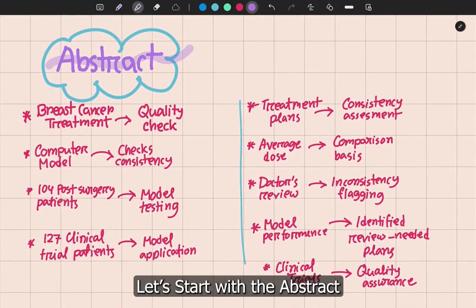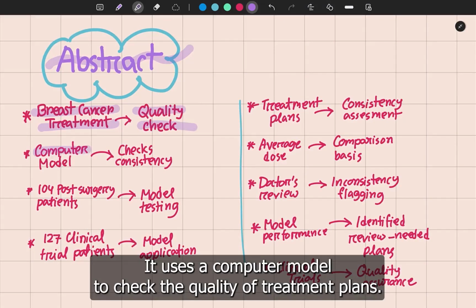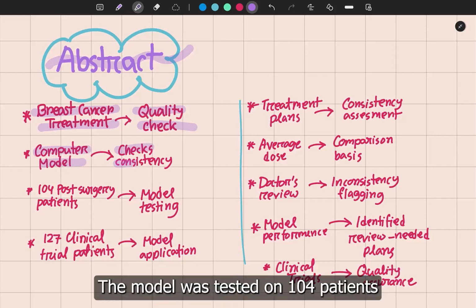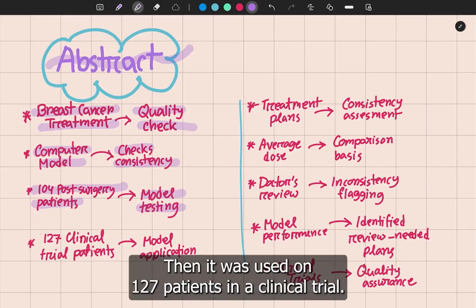Let's start with the abstract of the study. This is a study about breast cancer treatment. It uses a computer model to check the quality of treatment plans. The model was tested on 104 patients who had surgery to remove breast lumps. Then it was used on 127 patients in a clinical trial.